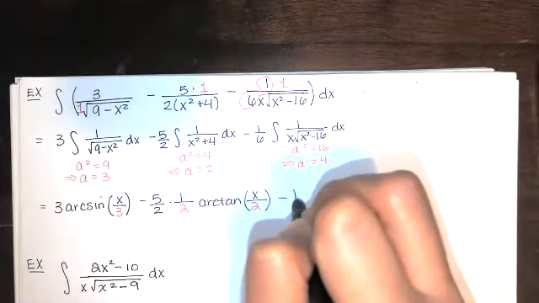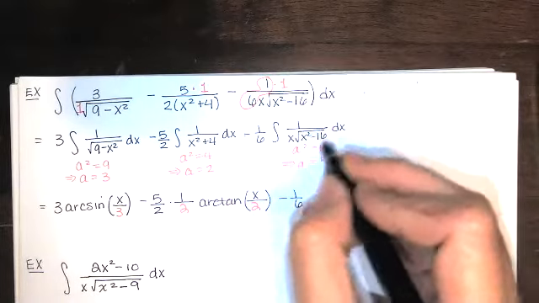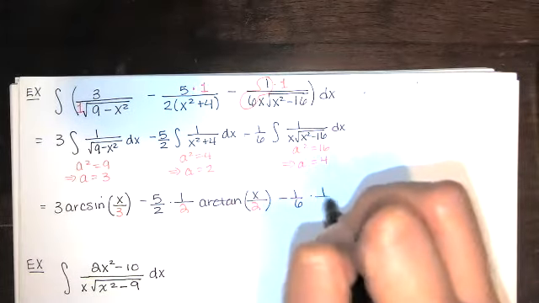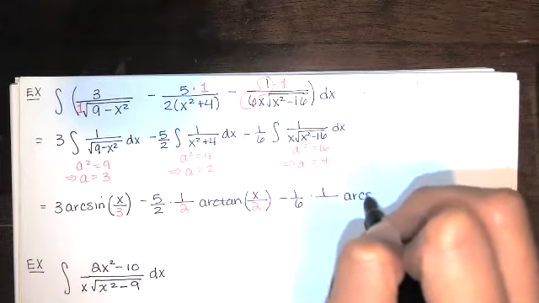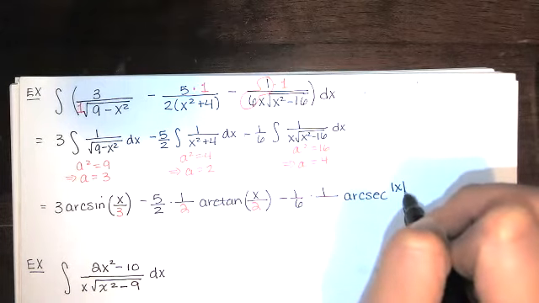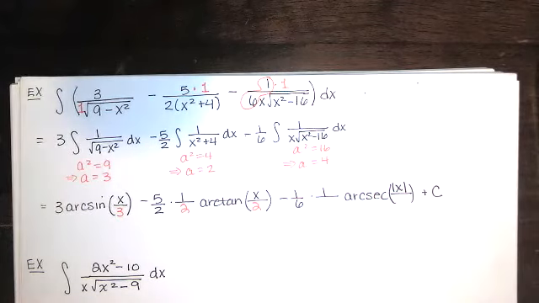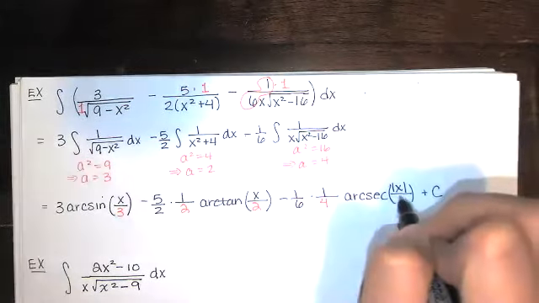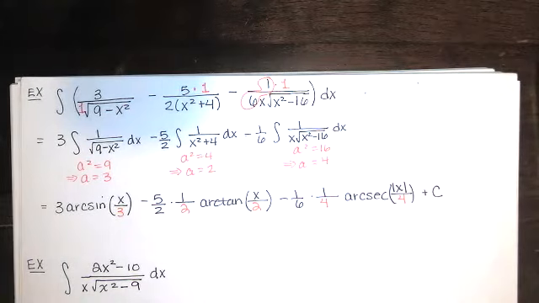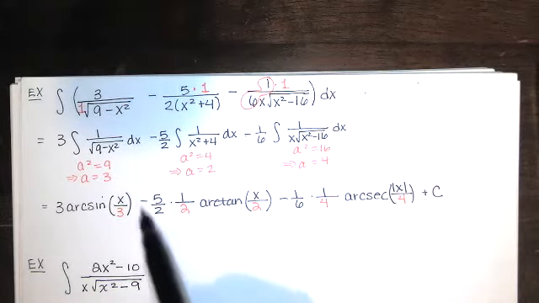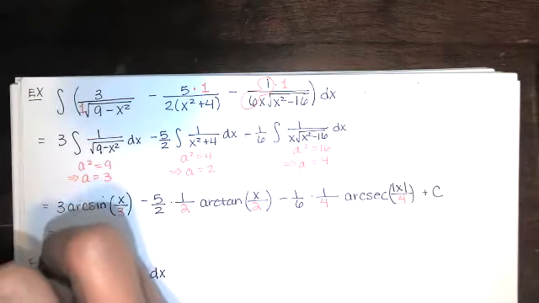And then over here, I've got a 1/6. That's an arcsecant. You get 1 over a times the arcsecant. The rule has that absolute value in it of the absolute value of x over a plus c. This time our a is 4. So that's our answer. It's just not simplified. I would clean up these coefficients and then you'll be done.